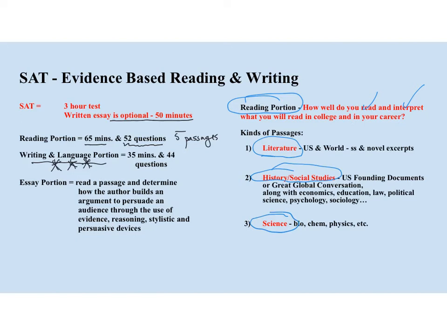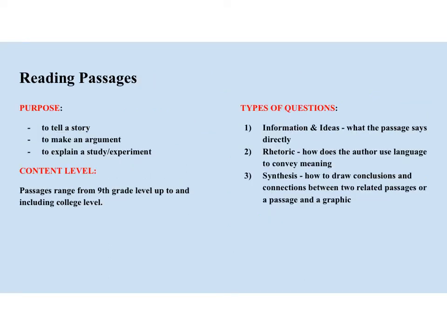So it's not just paragraphs and sentences, but you'll also have to be doing some interpretive work with regard to graphs and tables and charts. And the third type of question, of course, comes from the science world, whether it's bio or botany or chemistry or physics or earth science or environmental science. So those are the kinds of passages that you're going to see within the 5 that you get. There's always going to be a literature, and there's always going to be either a U.S. founding document or the Great Global Conversation.